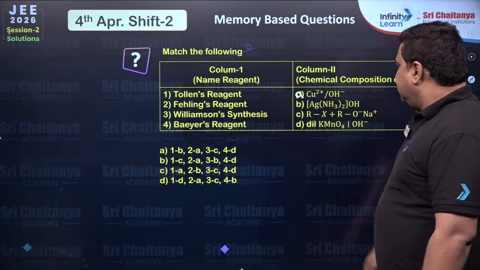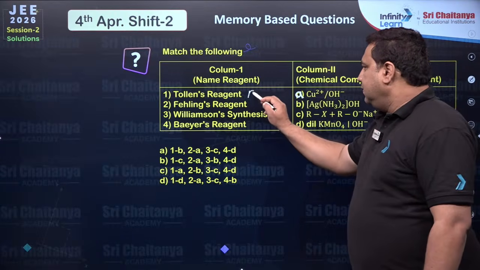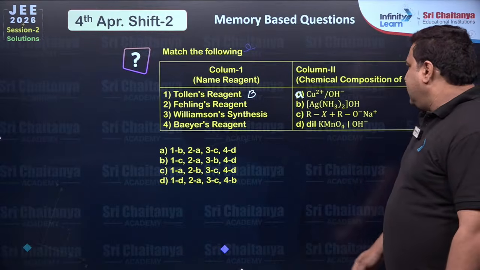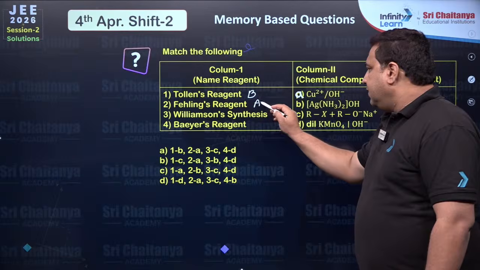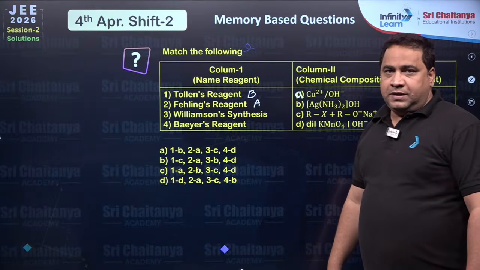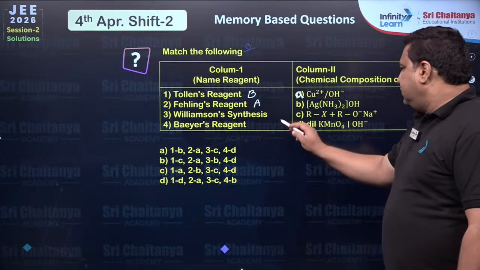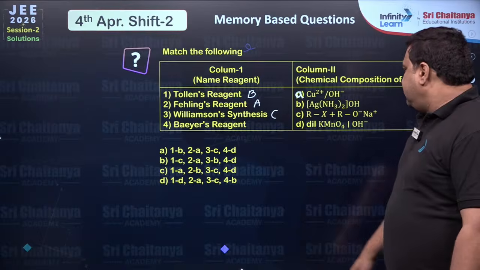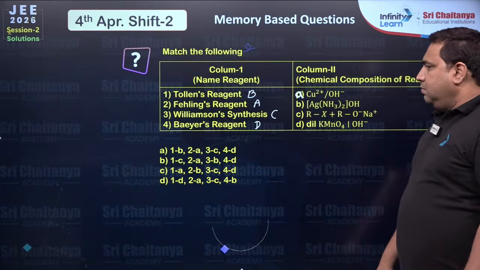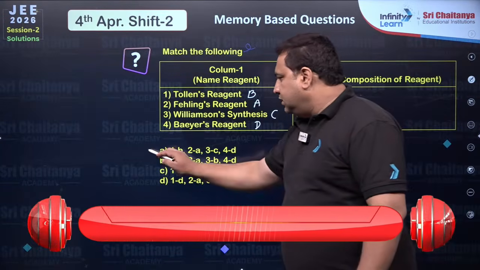Tollens' reagent is B, agree? Ammoniacal silver nitrate solution. Fehling's reagent is A: copper sulfate plus sodium hydroxide plus tartrate salts. Williamson synthesis is C. Baeyer's reagent, cold dilute alkaline KMnO4, is called Baeyer's reagent. So BACD. Where is BACD? Option A.